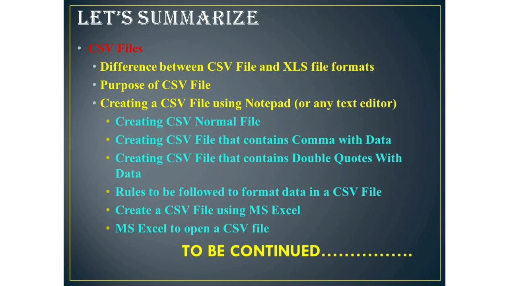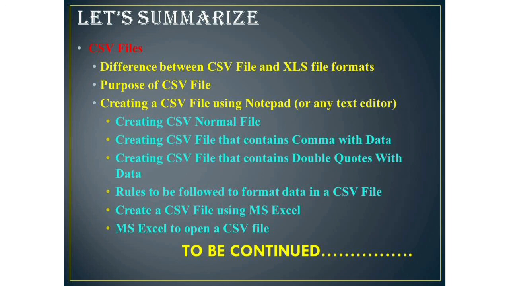The next one is creating a CSV file that contains a comma within the data. If you want to display the comma along with the data, you have to enclose it within double quotes. The same thing applies for a new line also. The next one is creating a CSV file that contains double quotes within the data. The same thing: if your field contains a double quote as part of the data, the internal quotation marks need to be doubled so that they can be interpreted correctly.